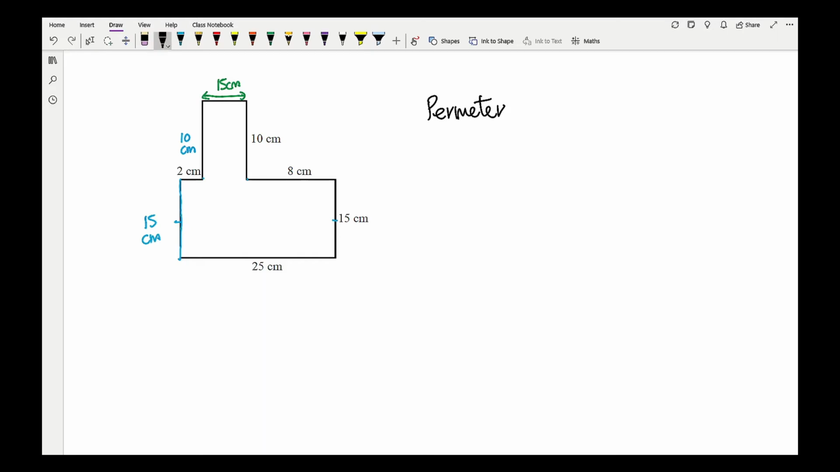Doesn't really matter where the starting point is, so I'm going to pick this point here. And all I'm going to do is go around in a clockwise direction. Again, it doesn't really matter where you start going clockwise, just make sure you're including all the lengths.